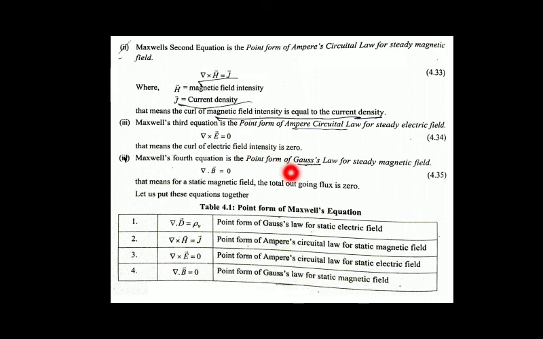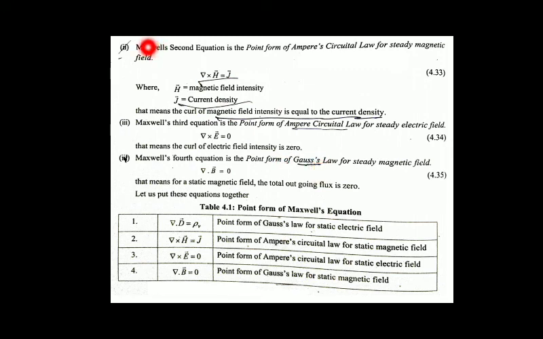The fourth Maxwell equation is the point form of Gauss law for steady magnetic fields. So that means for the static magnetic field, the total outgoing flux is 0. In case of the magnetic field, the total outgoing flux is 0. So we can represent del dot B equal to 0.